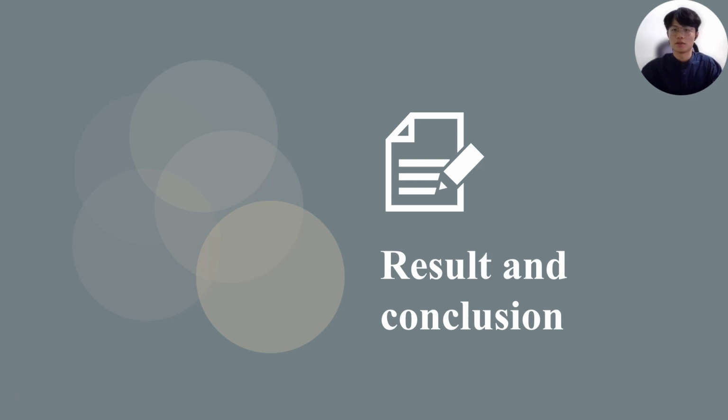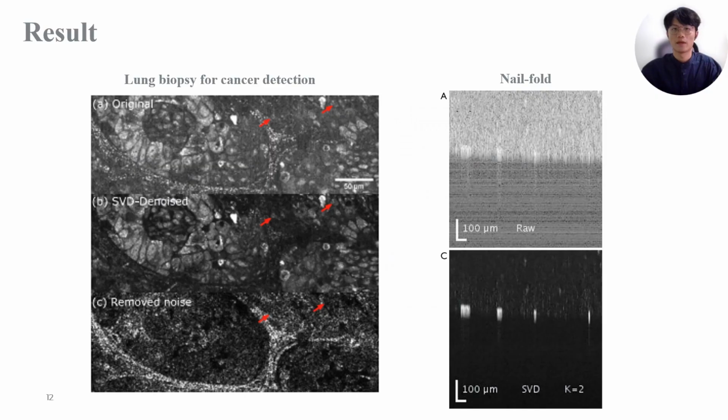Okay, there's the result and conclusion section. In the result section, these figures display a lung biopsy for cancer detection. Artifacts arise mainly from mechanical vibration and air conditioning. Figure A shows original dynamic FFOCT images computed on the raw stack, and Figure B denoised images computed with SVD filtering. Figure C is the sum of the spatial eigenvectors' absolute value removed by the SVD filtering, and red arrows are highlighting cells that were partially masked by motion artifacts.